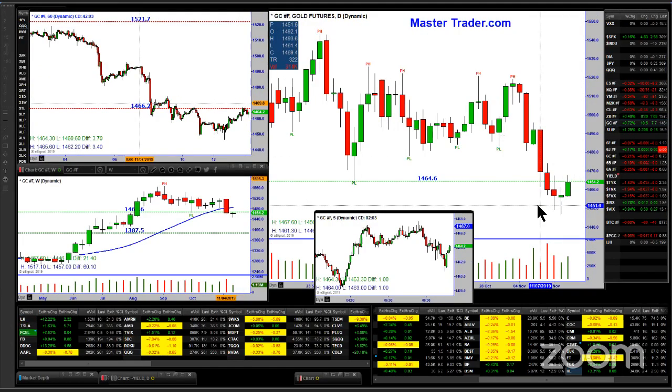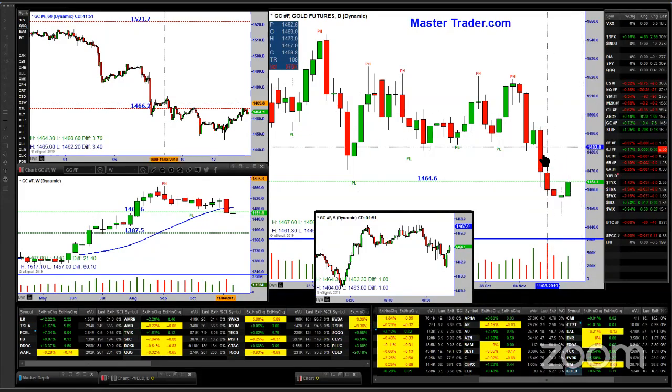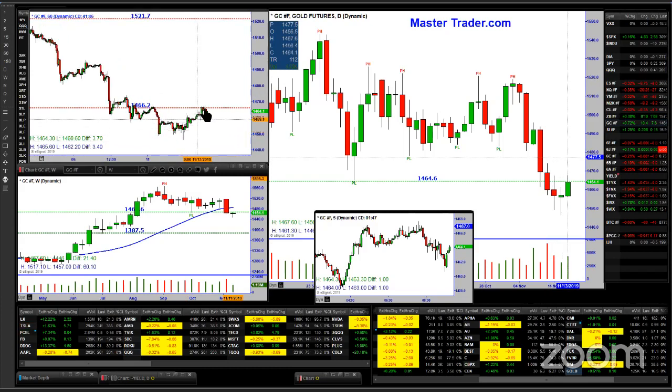And as equities weaken, the buyers will reemerge to some degree in gold. So if we see the S&Ps, the Russell, whatever, starting to drop, this could be a good long opportunity intraday trading gold futures.